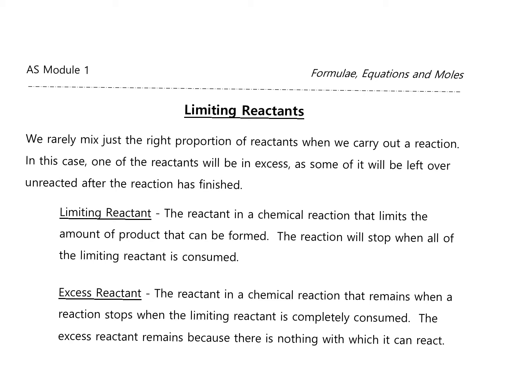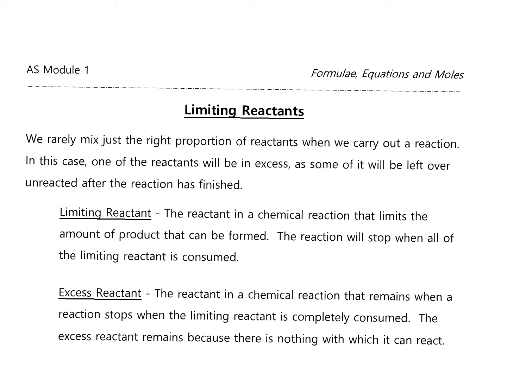And why we need to do this, and why we need to proceed with the calculations this way, is because in a chemical reaction we rarely mix the just right proportion of the reactants when we carry out a reaction. Often one reactant is more expensive than the other, so we tend to use less of the more expensive one and use the other reactant that is cheaper in excess, so that all of our expensive reactant is used up and none is left over at the end of the reaction, but the other reactant that we have used in excess will be.